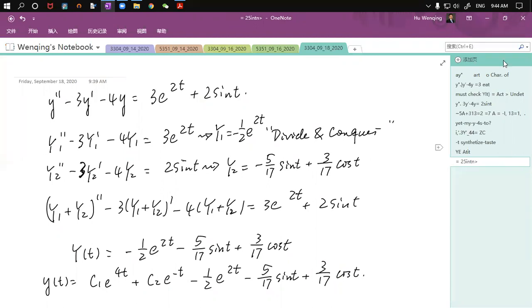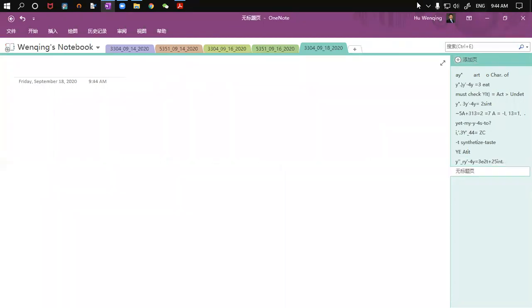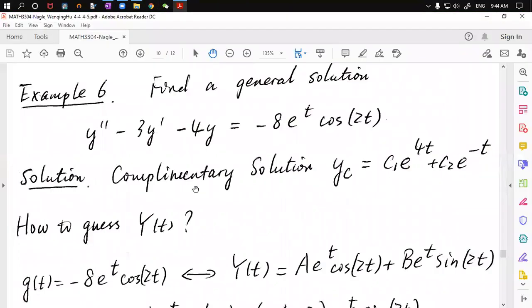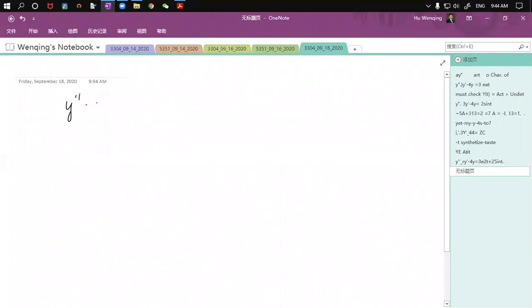Okay, so here's one more example about divide and conquer, but in product form. The equation has the form y double prime minus 3y prime minus 4 times y.